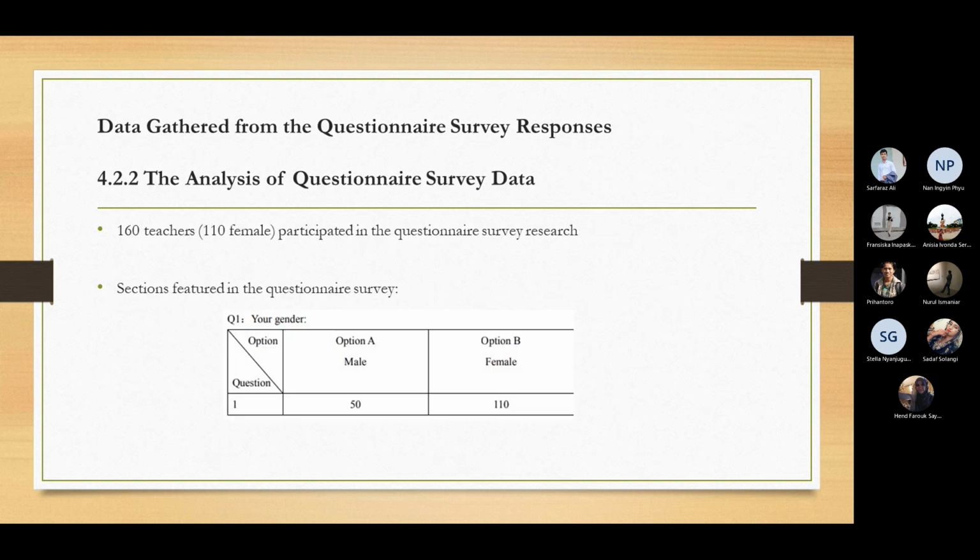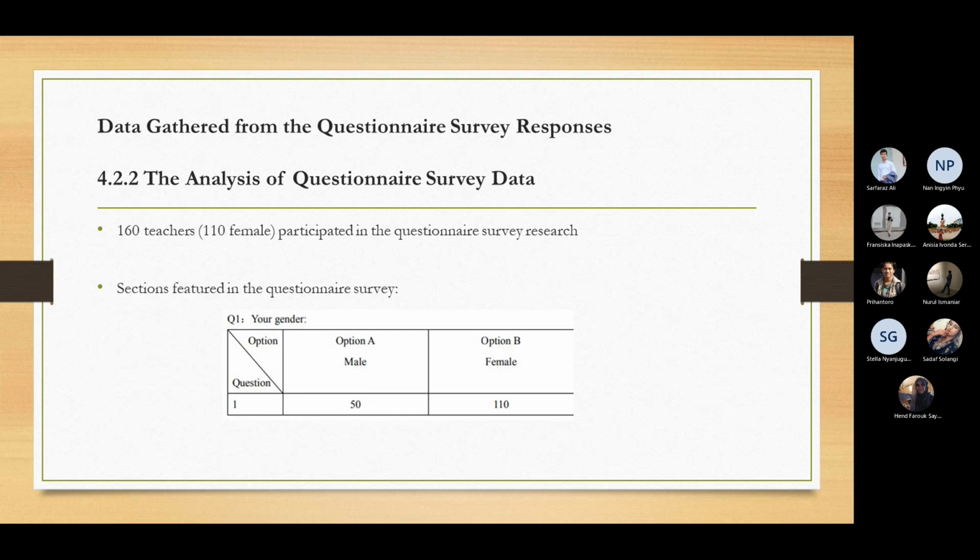So the data the writer has gathered from the questionnaire survey, with the help of responses, is given in section 4.2, and this is also given with the help of analysis. As you all know, as I told you earlier, he has included 160 teachers, and among those 160 teachers, 110 female participants were included in the questionnaire survey.